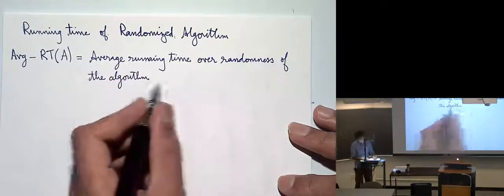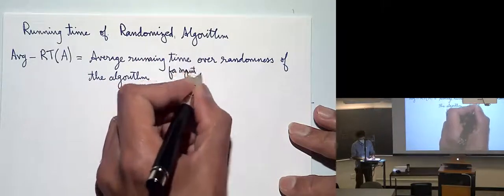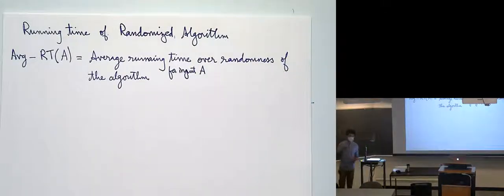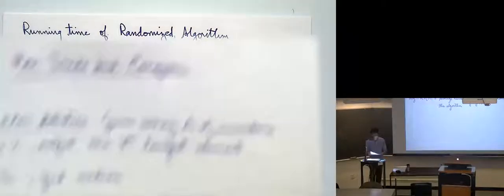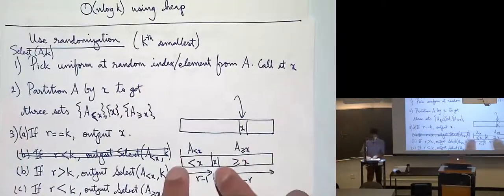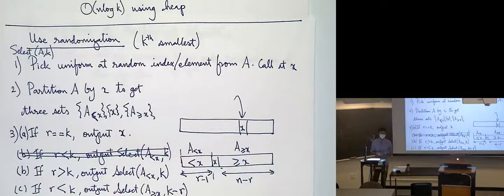The average running time over the randomness of the algorithm. Average running time for the input A. So you're fixing an input. Normally when you have an algorithm, if you fix the input, the output is always the same. But in a randomized algorithm, depending on the randomness, the running time could be different. The output is always going to be the same because it's always correct. But if it makes some really bad choices, suppose it partitions in the worst way possible, then it might just end up being a linear time algorithm. But if it partitions in a really nice way, then it might be much faster.